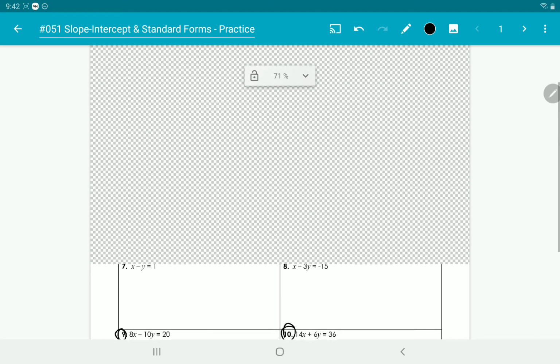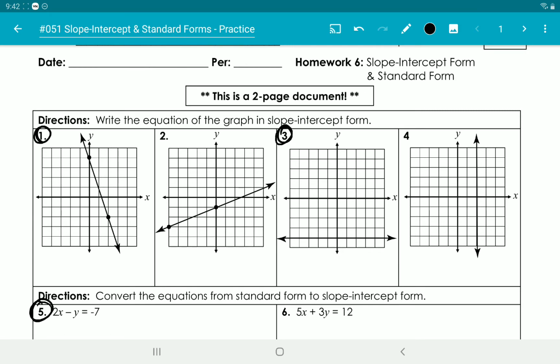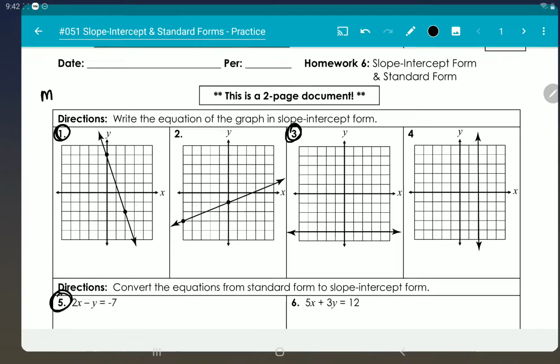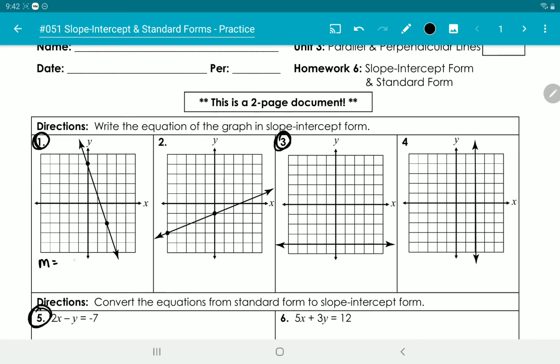Okay. So we'll start from the top. I'm going to go over these problems just so you can have an idea of how to do them if you're not sure still. So again, you're looking at the equation of the graph in slope-intercept form. So for slope-intercept form, we need the slope and we need the y-intercept. Okay? And it's going to be y equals something x plus or minus something else. Okay? So, slope here, you can see it's going from left to right. It's downhill, so it's going to be negative. Rise over run.